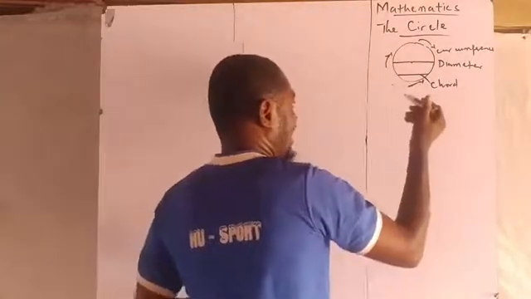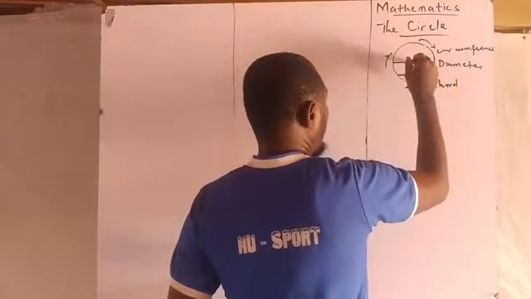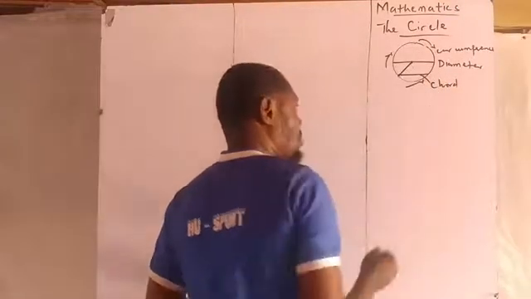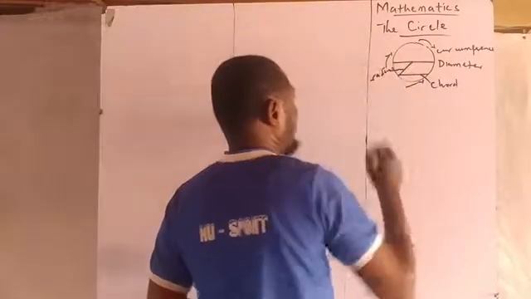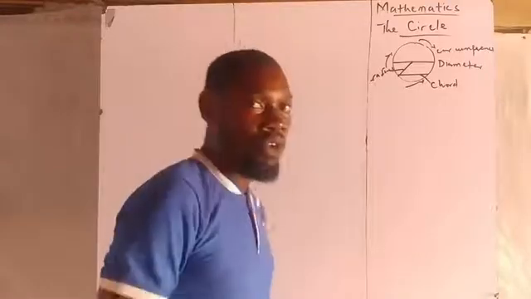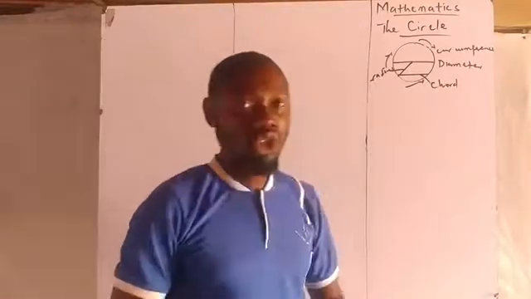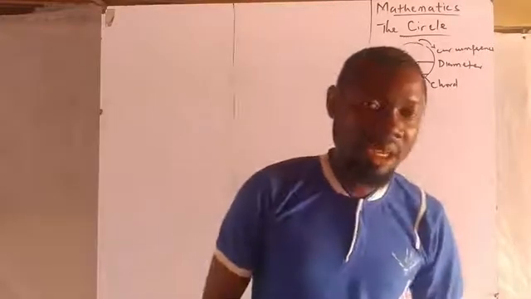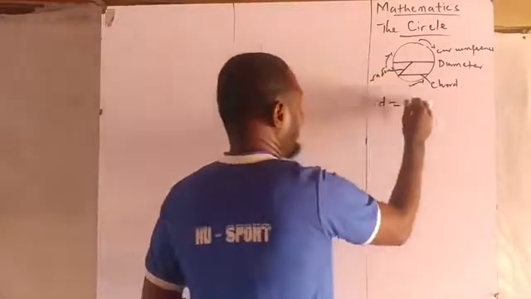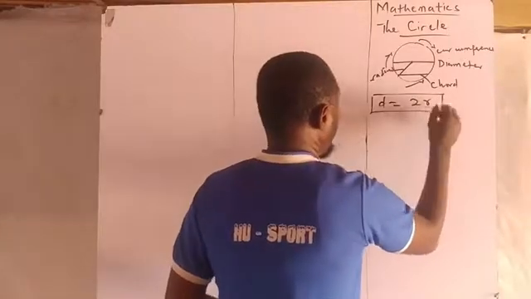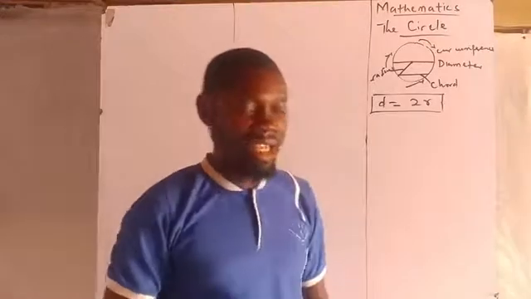The radius, I said, the distance from the center of the circle to any point to the rim of the circle is called radius. And I said the plural of it is radii. And I also mentioned to you that a diameter has 2 radii, and I wrote that mathematically as D is equal to 2R. There are 2 radii in a diameter.